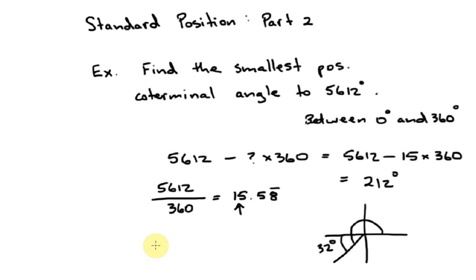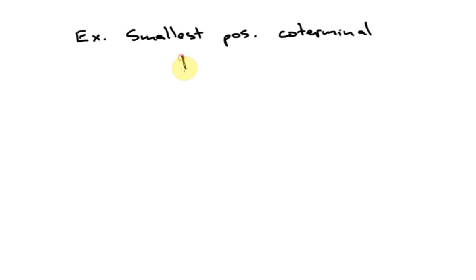But I'm going to do one more example here that involves a negative angle. So let's just clear the screen here. This time we're going to try to find, yet again, the smallest positive coterminal angle. Coterminal to what? Well, this time, what if we threw a negative angle at you? So that's the question. We've got negative 650 degrees.